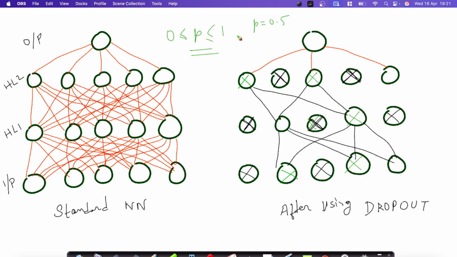Remember, this is not permanent. In iteration 1, maybe these two neurons are switched off. Maybe in iteration 2, these will be switched on, and some different neurons will be switched off. This randomization is what brings in the regularization concept. So this is how you can understand the concept of dropout.